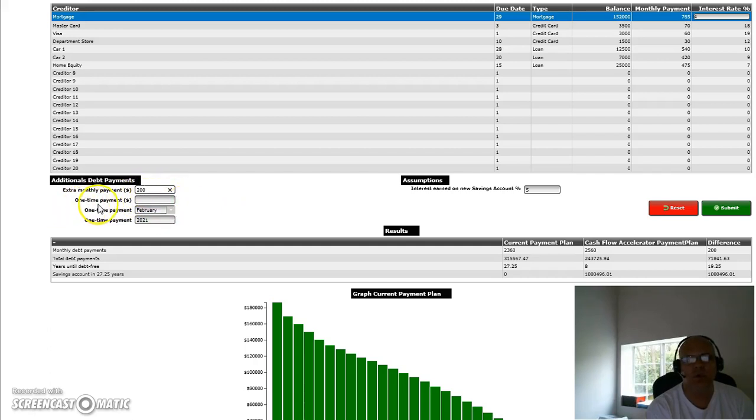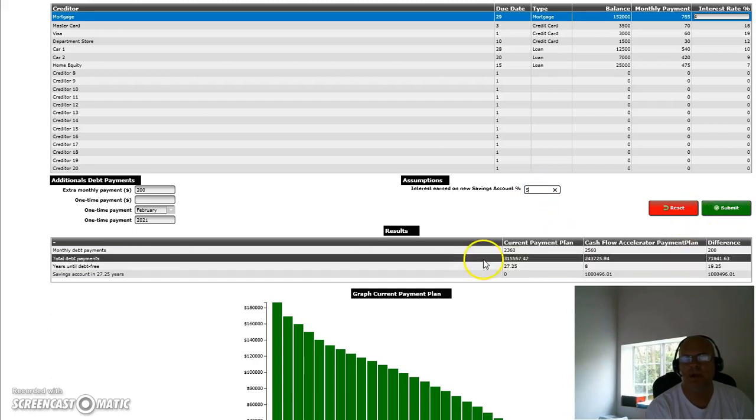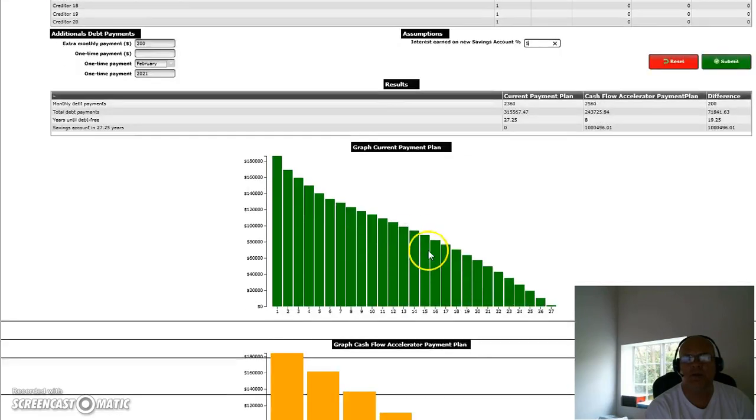The next one would be your one-time payment. So that one-time payment, you would put a dollar amount in here with the month and the year that you would pay that. This would be something like a bonus that you would receive, or maybe an income tax return or something of that nature. Your interest earned on your savings account would be your investments, and we populated that with 5%. At this point, you would hit submit, and it would populate all these areas for you.